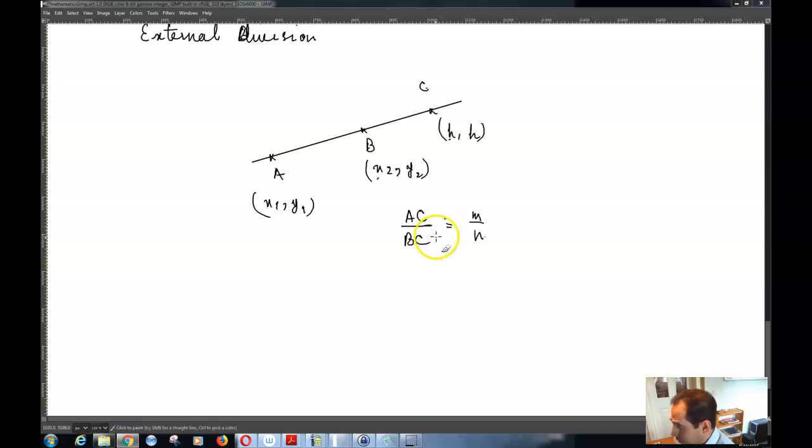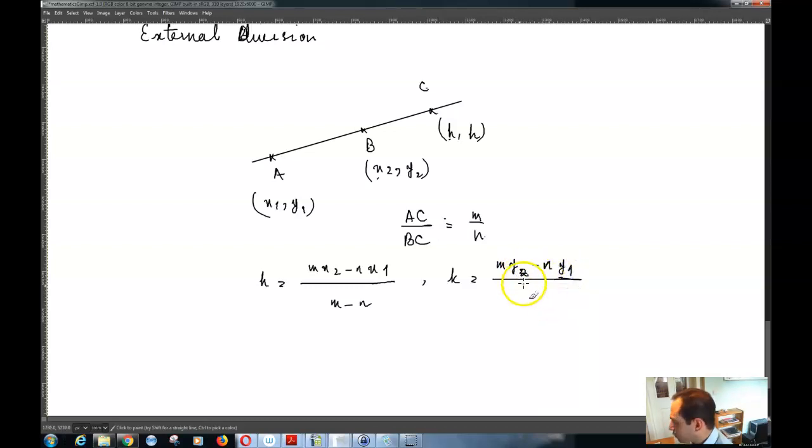For h and k, we said that h is equal to mx2 minus nx1 over m minus n, and k is equal to my2 minus ny1 over m minus n.